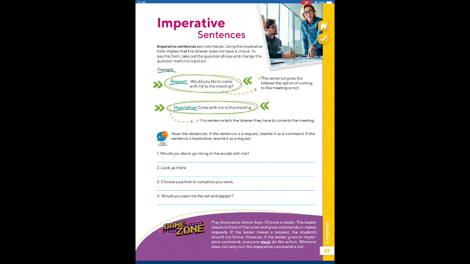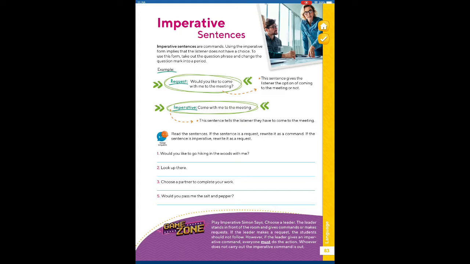Imperative sentences are commands. Using the imperative form implies that the listener does not have a choice, okay? What person uses imperative sentences? Can you think of one person? I can think, for example, my mom. When I was little, she used imperative sentences, so you can get the example from there, okay?